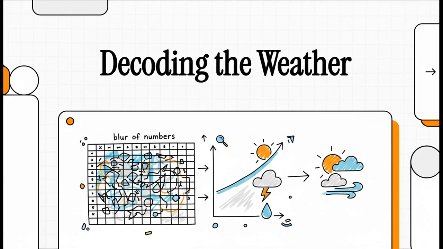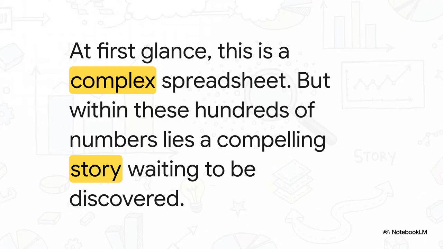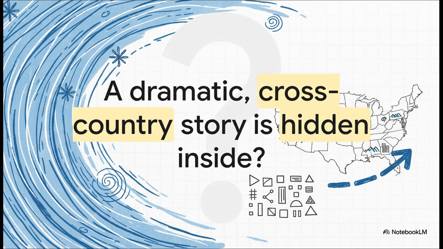So let's dive in. Okay, here it is. At first glance, it's just a wall of numbers. Hundreds of data points stretching across dozens of cities. It's messy, it's complex, and frankly, it's enough to give you a headache. Yeah, I know it looks super intimidating, but what if I told you that that wall of numbers is actually hiding a dramatic story? A story about a major cold front sweeping across the entire country. I promise, by the end of this, you're gonna see it just as clearly as I do.